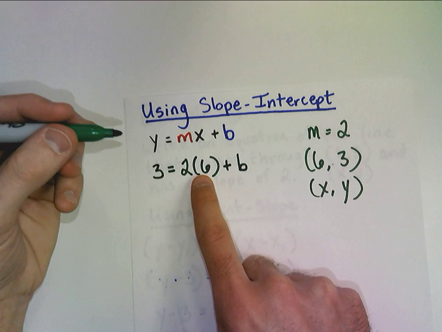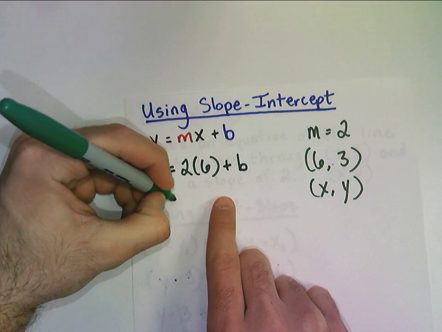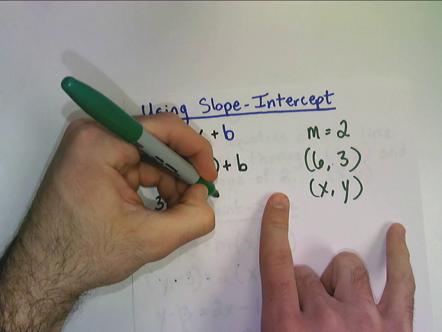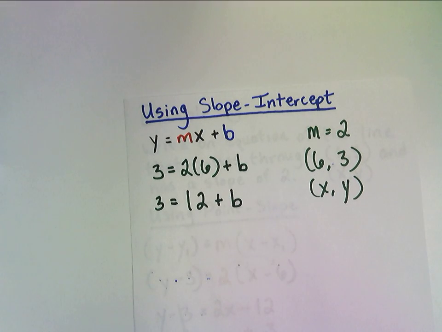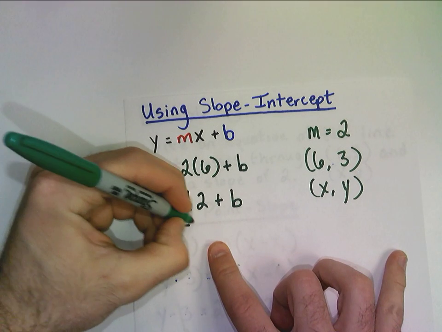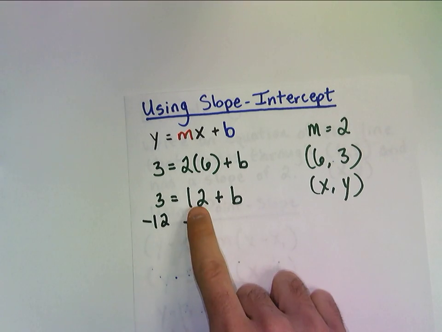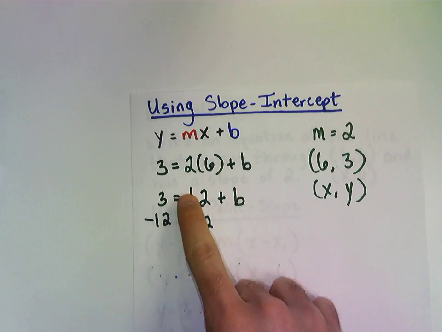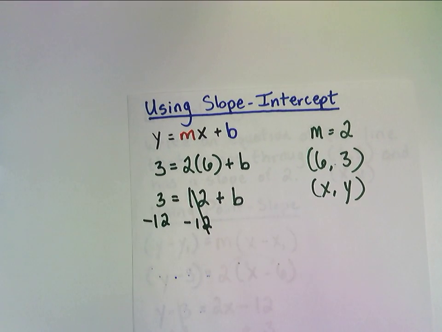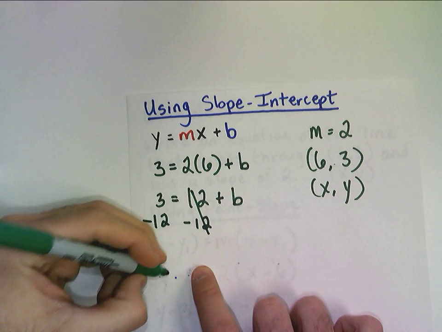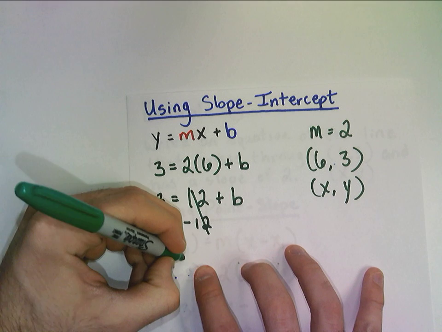So let's go ahead and take care of what we need to here. So 3 is going to stay. 2 times 6 is 12. And then plus b. Our goal here is to get b by itself so that we know what that value is and we can plug it in. So if I subtract 12 from both sides, because this is a positive 12, we want to subtract in order to eliminate it here. That eliminates. 3 minus 12 is going to be negative 9, and that's going to be b.